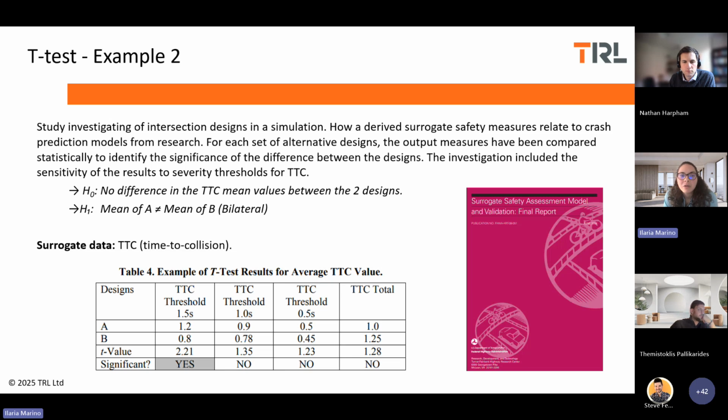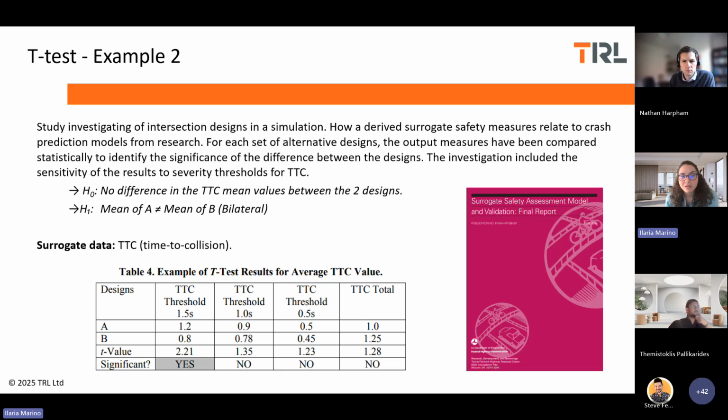If we look at those scenarios, we can see that there are different results based on the threshold that was set. So we have design A and design B, and design A is significantly different in terms of time to collision from design B on the first occasion, but it is not if we set a lower threshold.